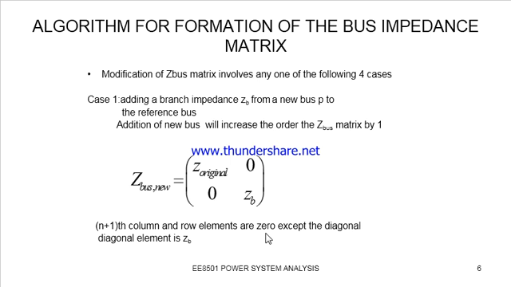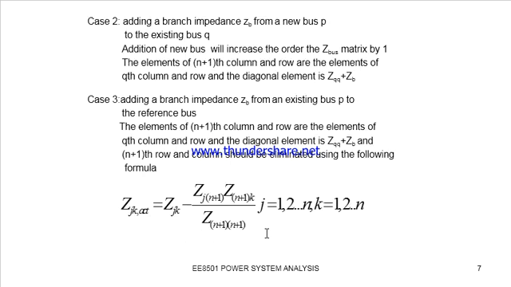For the first case, adding a branch impedance ZB from a new bus to the reference bus. Adding the new bus will increase the order of the Z bus matrix by 1. So Z bus new is equal to the original Z bus, to which the row will consist of 0 and the column will have a 0, and finally we have the diagonal element as ZB, which is being added. The n plus 1th column and row elements are 0 except the diagonal element, which is ZB.